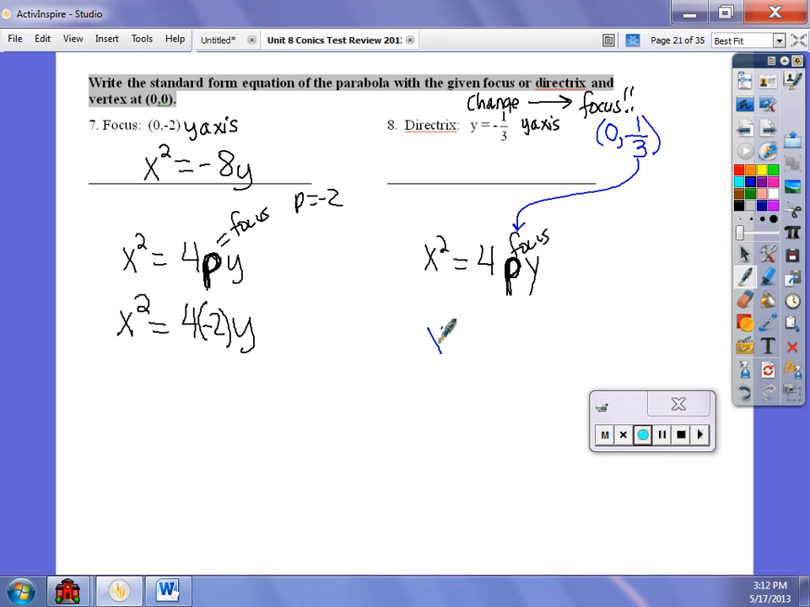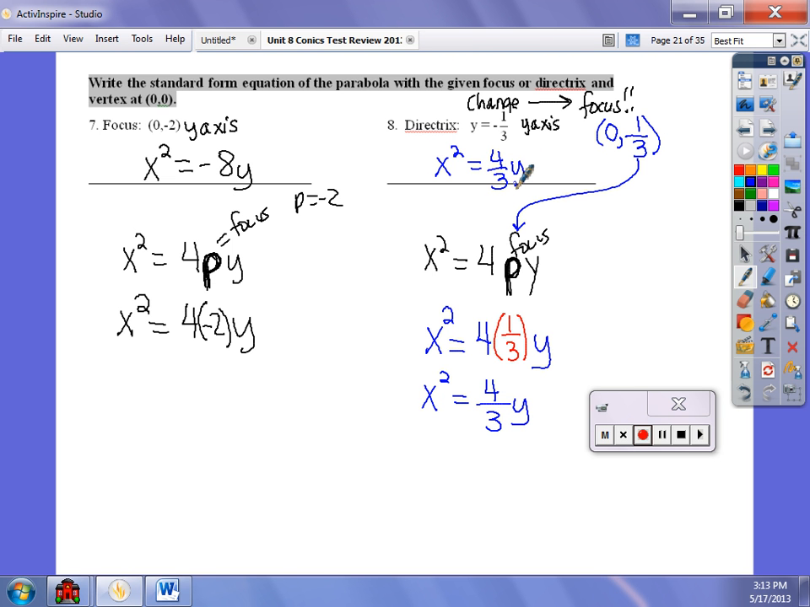So now when I write my formula, x squared stays the same, 4 stays the same, y stays the same. So now the only thing that changes is 1/3. Well, 4 times 1/3 is 4/3. And that will be my equation.